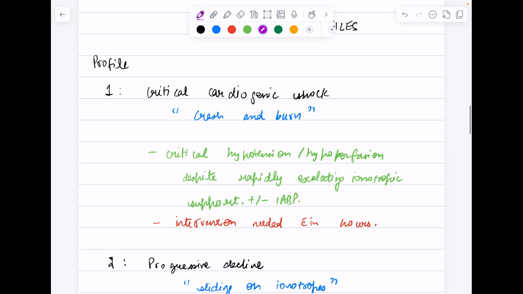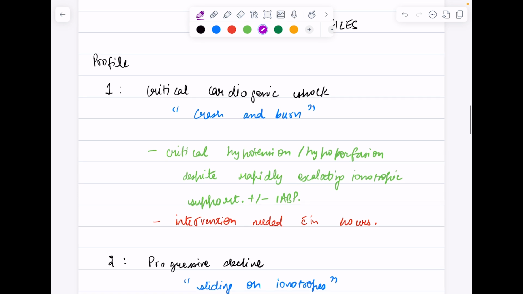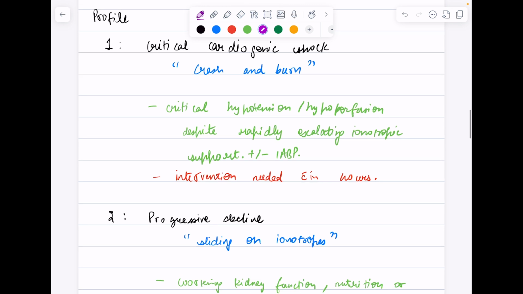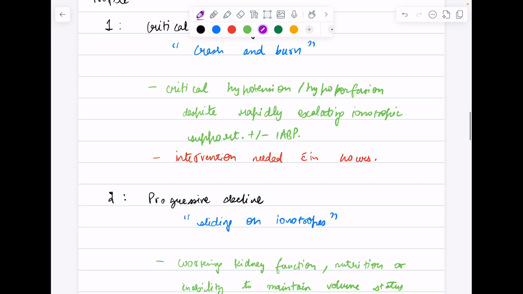Profile 1 is basically a critical cardiogenic shock. It's nicknamed as crashing and burning patient. In this patient, there will be critical hypotension or hypoperfusion despite rapidly escalating inotropic support or a balloon pump. Intervention in this case will be needed within hours.